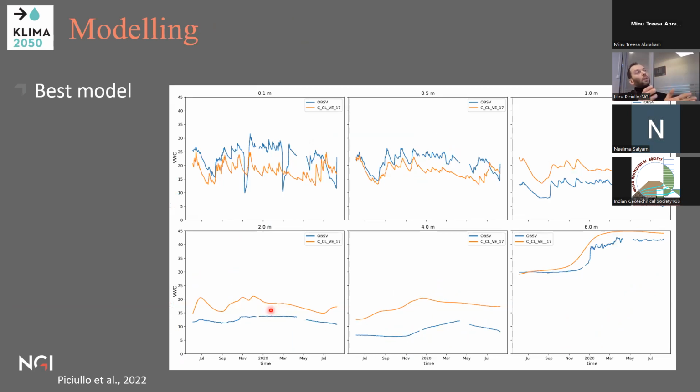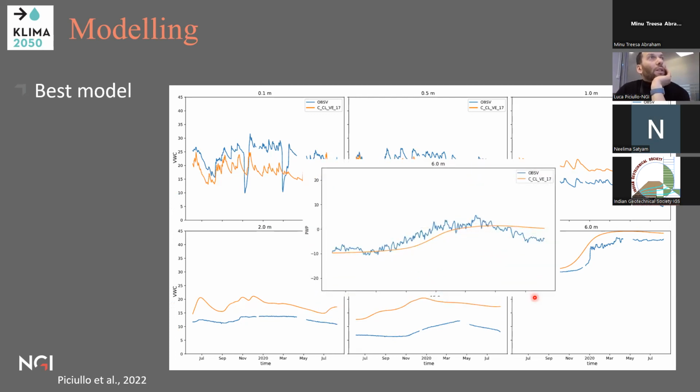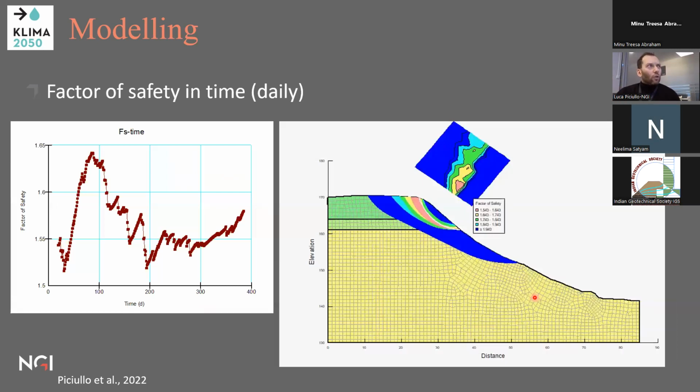This is the comparison between the observed volumetric water content at 6 different depths and the back calculated values for 1 year of analysis. In blue you see the monitored observations, and in orange you see the model results. You can see that we are satisfied with our back calculation. And this is the pore water pressure at 6 meter depth, where we have the fluctuation of the water table. Now we have in place a model that we somehow trust.